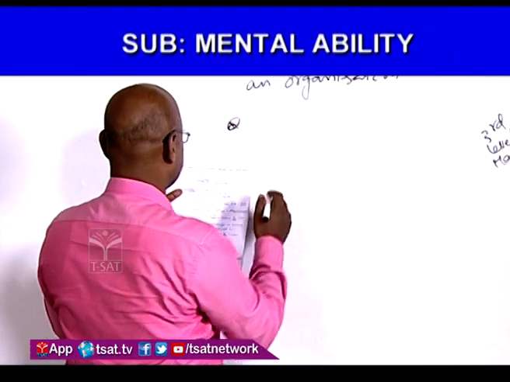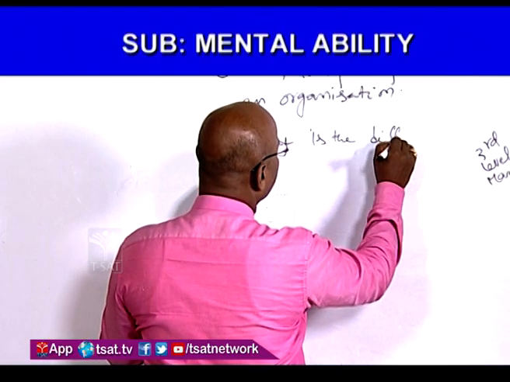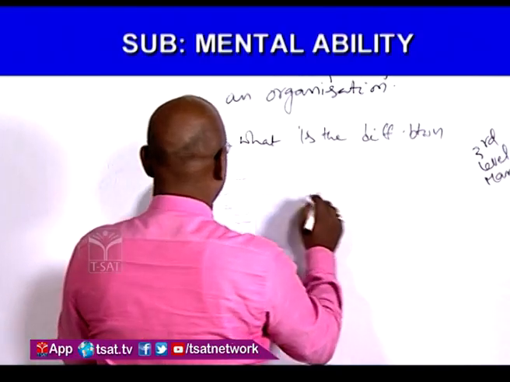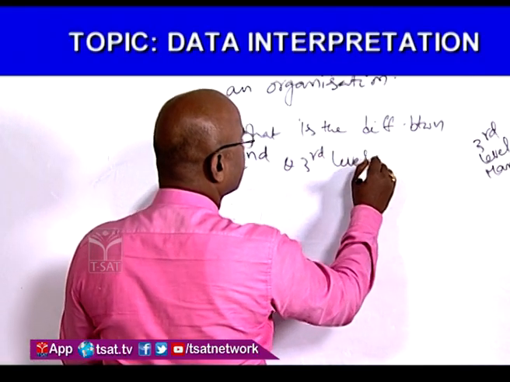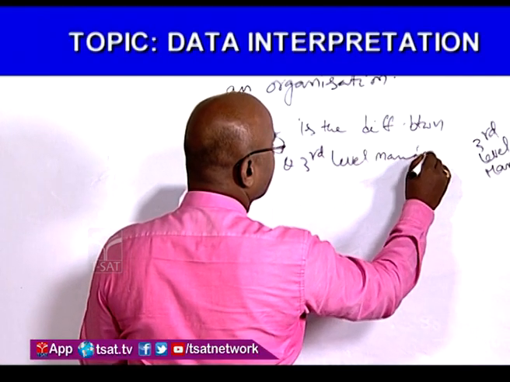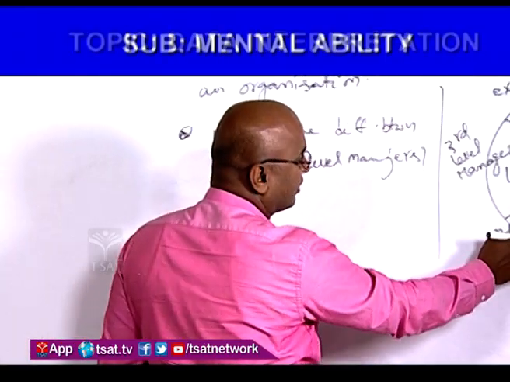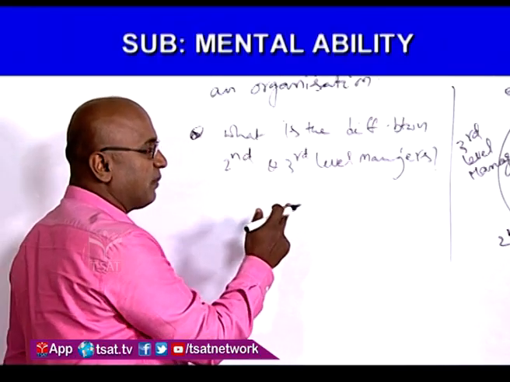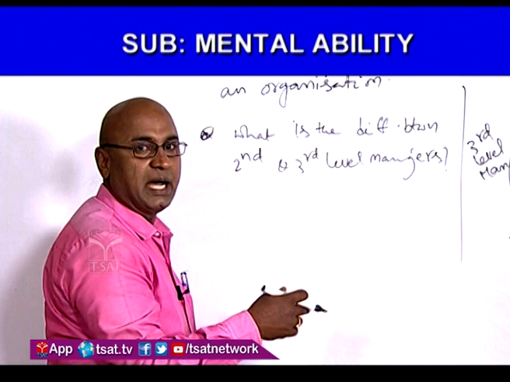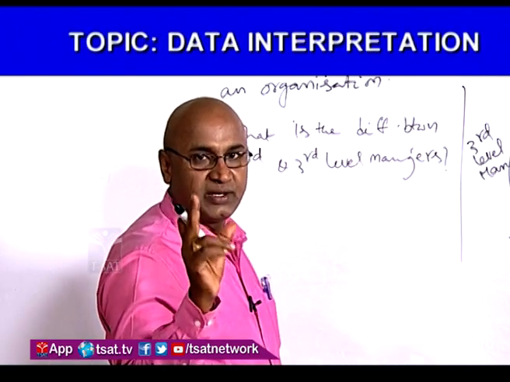Now we'll see the first question in this problem. The question is like this. What is the difference between second level and third level managers? Difference between third level and second level managers. So second level managers are 22% and third level managers are 18%. But the options will not be in percentages. The options will be in values. That is why we must find out the value.